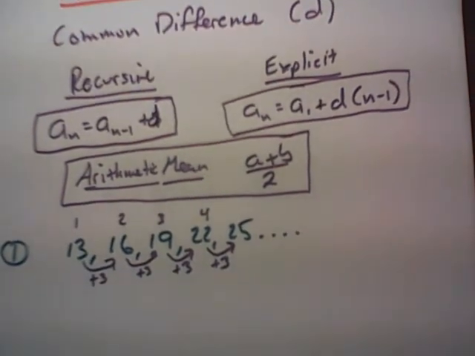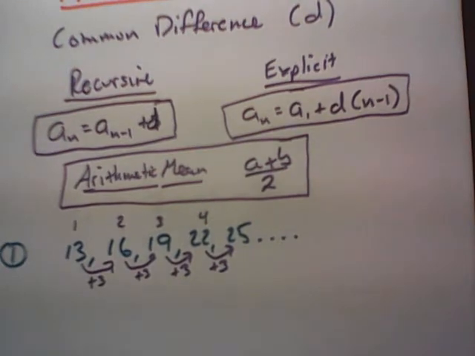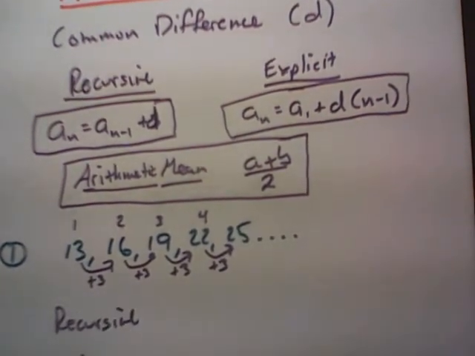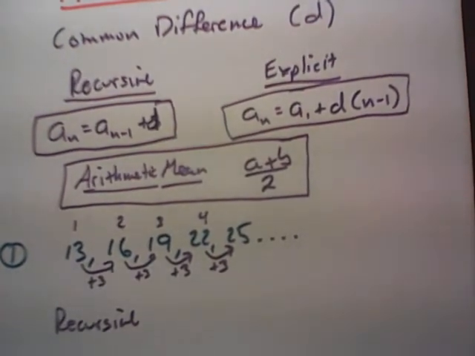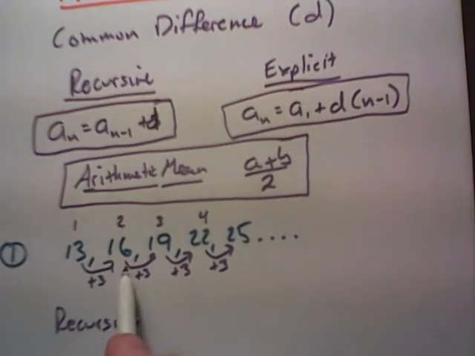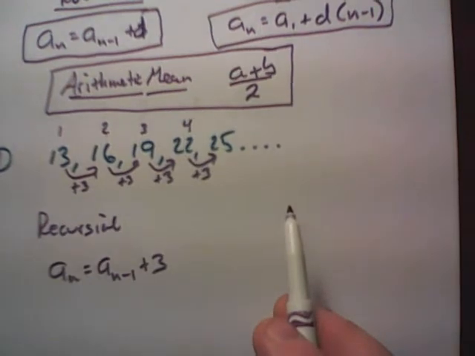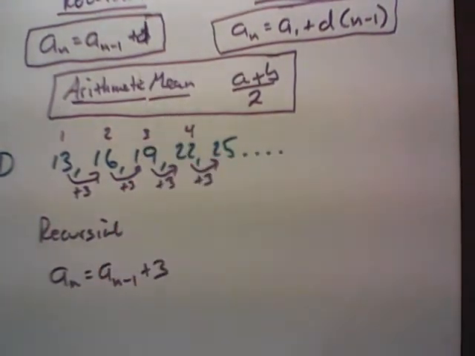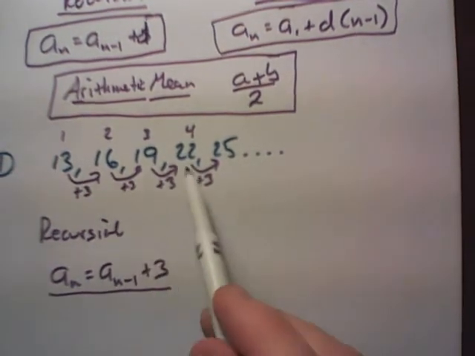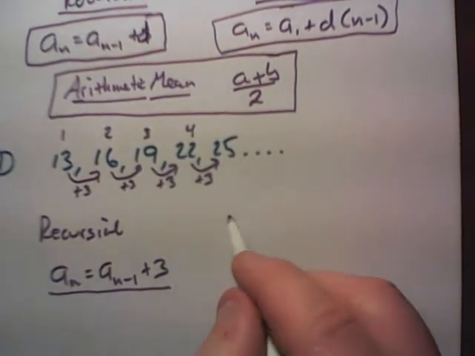So let's take a look specifically at example number 1. What we're going to do first is write a recursive formula for this. The recursive formula is going to be a sub n equals the first term, or to get a sub n, we're always going to take the previous term, which is a sub n minus 1, and we're going to add 3, because 3 is the common difference. This equation right here is a recursive formula for this particular sequence.